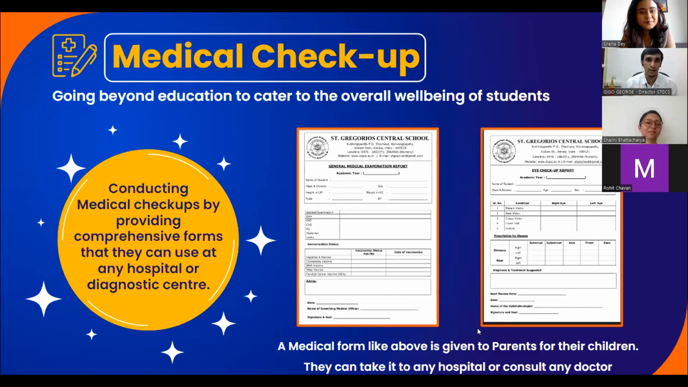So that's a parent of a class 4D child. The parent was saying it's only because a form was given from the school that they took it to a doctor. The doctor said the child has a critical problem. It's the right time that you brought the child to us, so we are able to fix the problem. So only because of the form, the parent was able to take the child to the doctor and the problem was identified, right? In most cases, the earlier we can identify the problem, the better we can fix it.